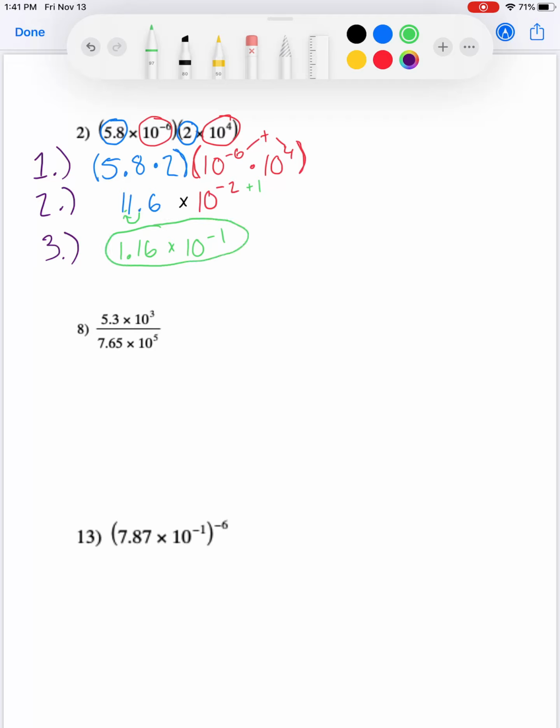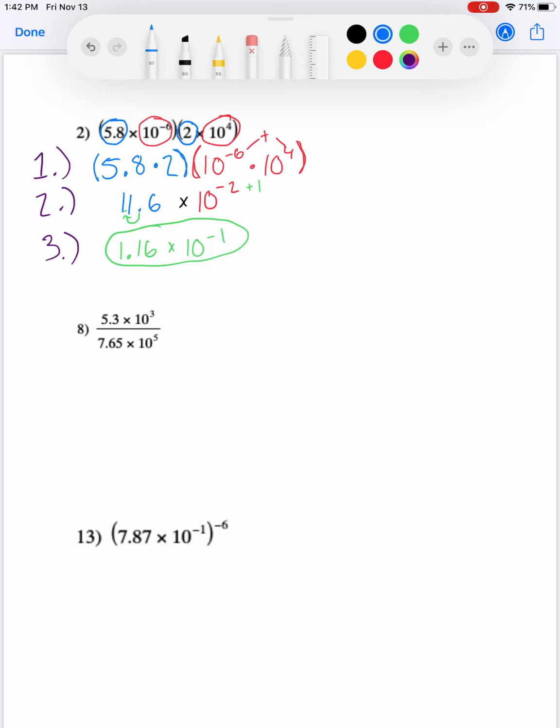And that would be our third step. So just a quick review: we group our coefficients and our exponents, then we multiply them out, and then we have to put it back into scientific notation by moving the decimal point in the coefficient and then adding or subtracting on the exponent.